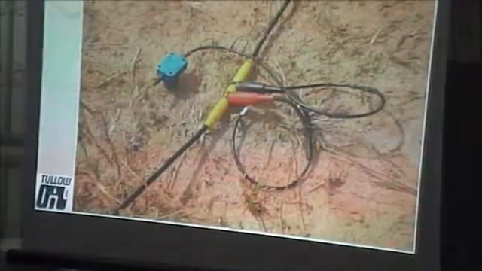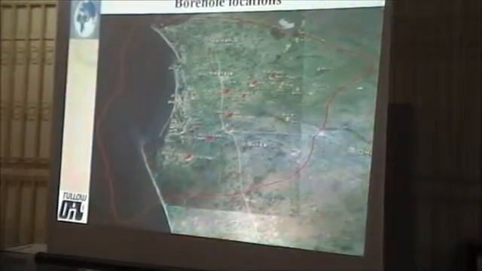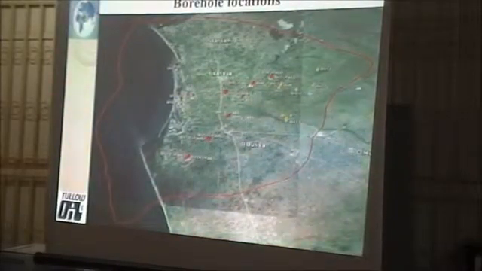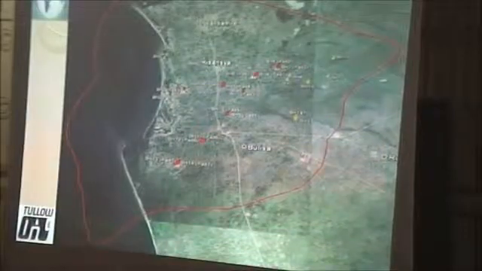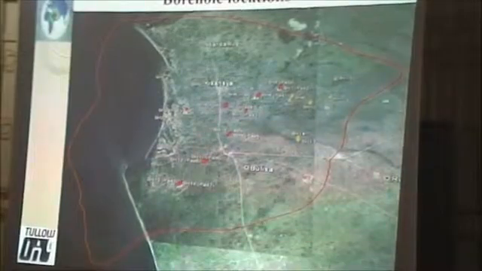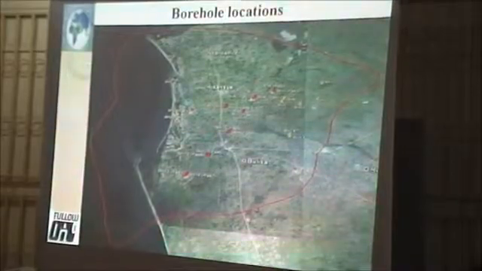This photograph shows the cable containing geophones for seismic data acquisition. Then this map shows the location of the boreholes drilled. As I told you, the boreholes were drilled in the vicinity of what? Seismic lines. 28 boreholes were drilled in total, and information from these boreholes is going to be correlated with that from the seismic survey.